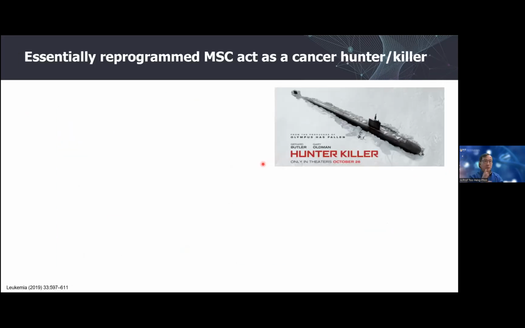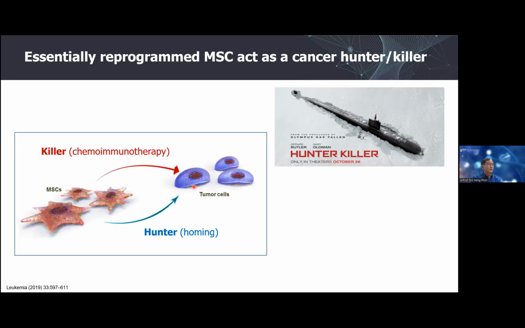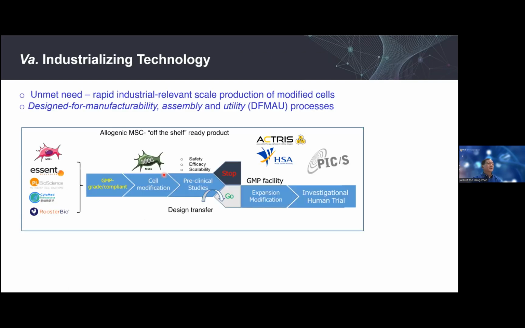And essentially, what we have done is we have created a hunter-killer, isn't it? Think about it. The MSC can hunt on its own. It can home on its own. And then we basically program it to become a killer. So this is a chemo-immunotherapeutic arm. So I'm going to end soon.